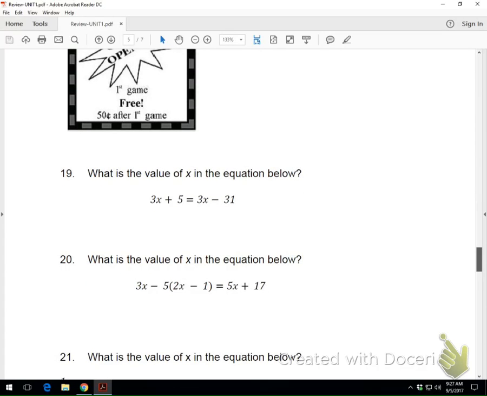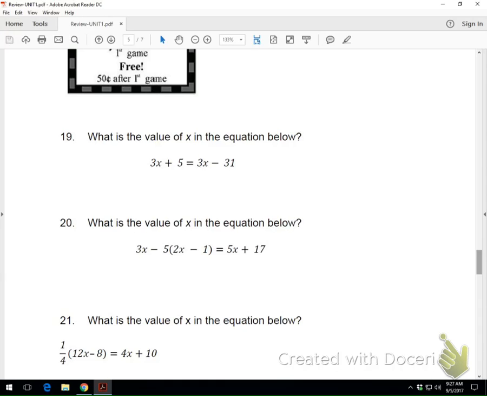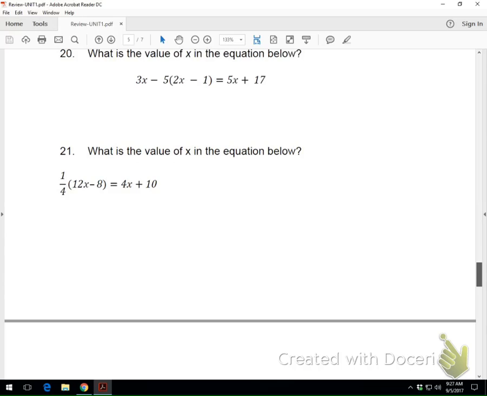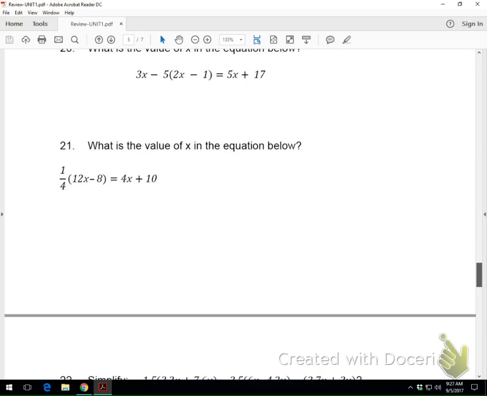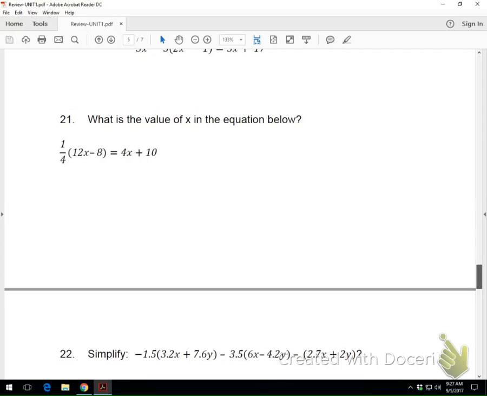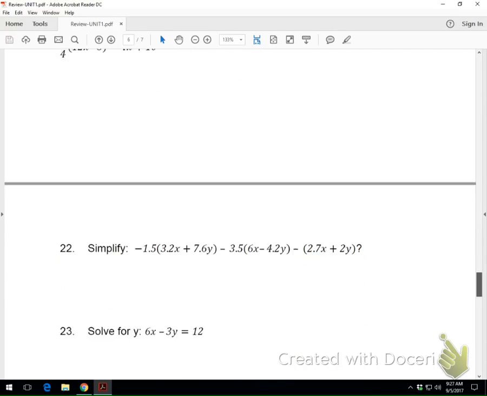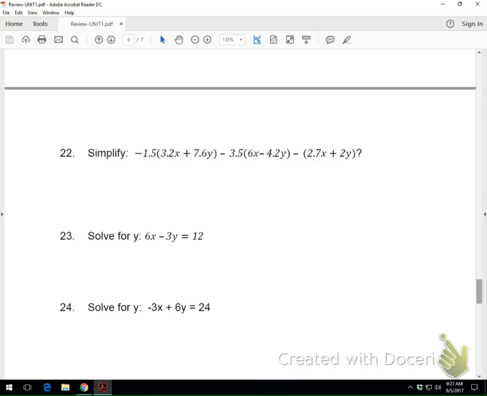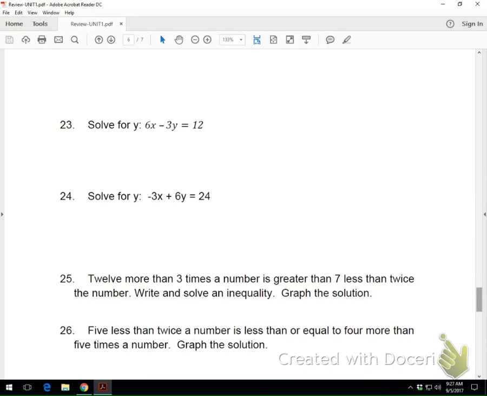Okay, number 19 and number 20. We understand how to move the letter from the left to the right, correct? Yes? Okay, 21 is the same way. You distribute 1/4 to the 12x minus 8, move your letter. Okay, let's flip the page, go to 22. Okay, this one's simplify. You draw your claw on all this stuff, simplify what goes together. Right? Okay, 23 and 24, mark out.